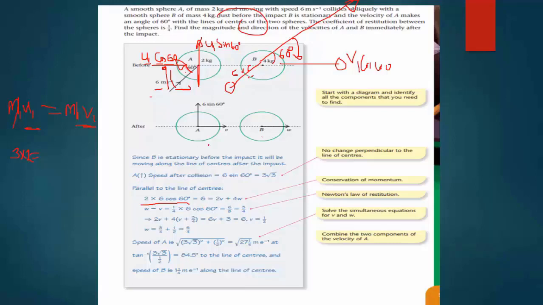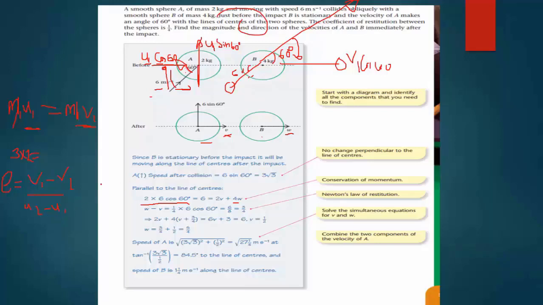After collision, we have 2 times V, mass of body A times V, which is the horizontal component after collision, plus mass ya B, which was 4 kilograms, times velocity W, which is the horizontal motion of B after collision. We know from the coefficient of restitution, V1 minus V2 divided by U2 minus U1.